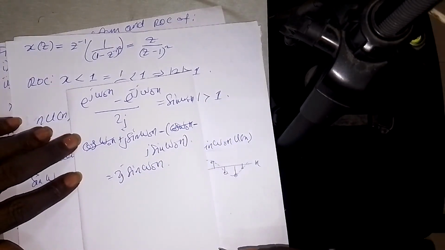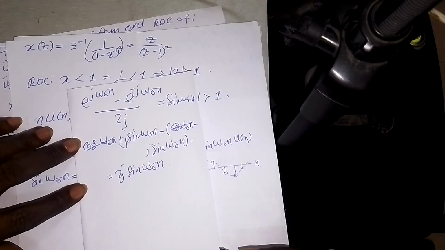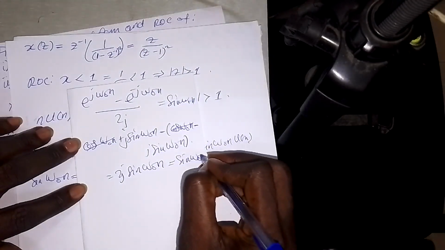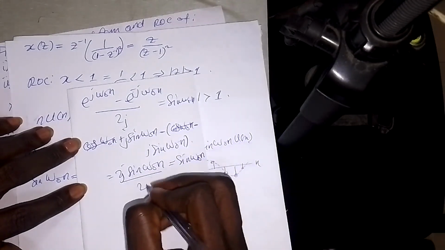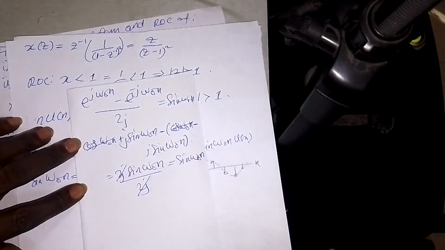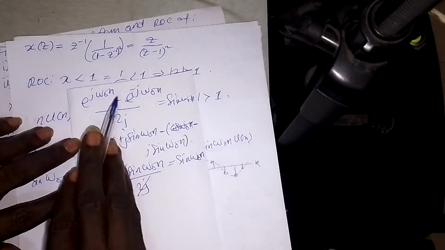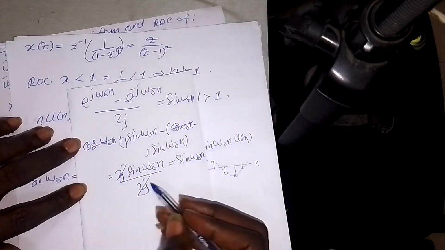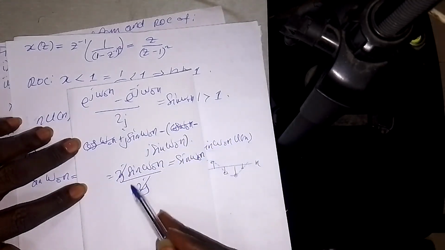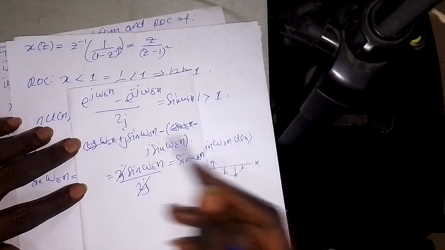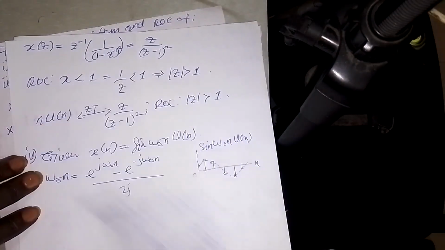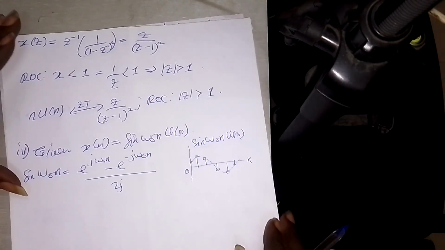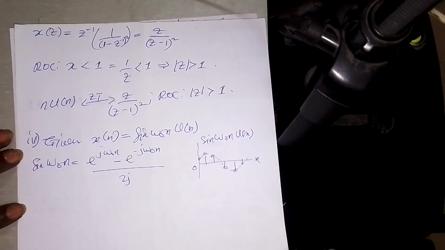So now if we have 2j sine ω₀n, and we are looking for sine ω₀n, then if we divide by 2j, this will cancel this. Now you see why they are giving it this way. If you divide by the 2j and there's 2j here, this is what you get. It's that simple. Just follow it. Now knowing that, we can just move on directly.